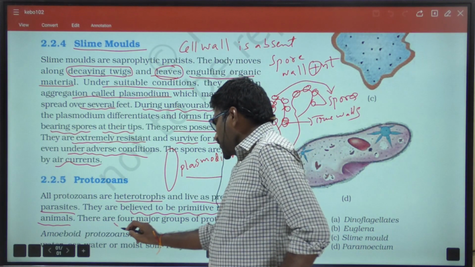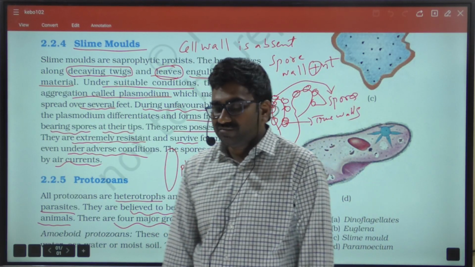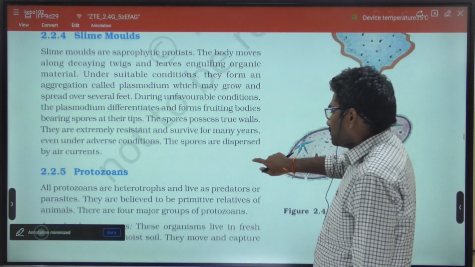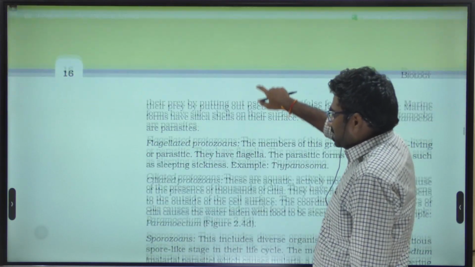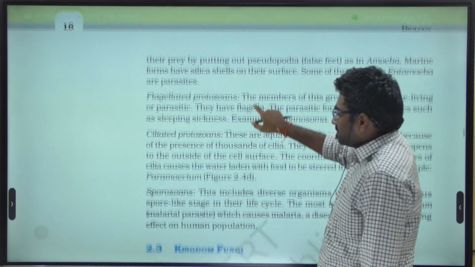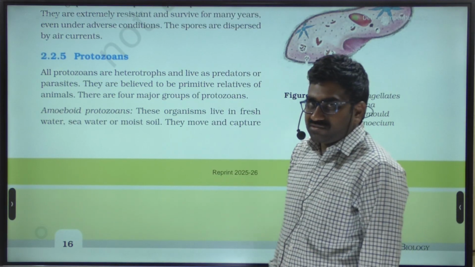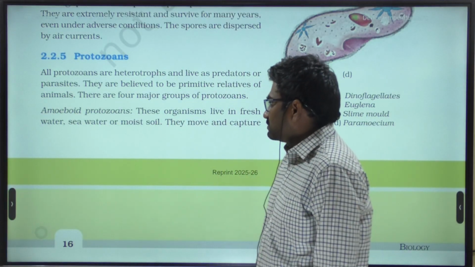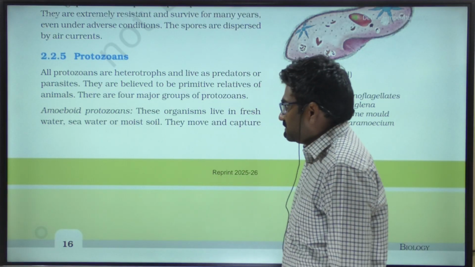There are four major groups of protozoans. Now let us discuss the four major groups, that is amoeboid protozoans, flagellated protozoans, ciliated protozoans, and sporozoans. This is very important from the objective point of view, right?